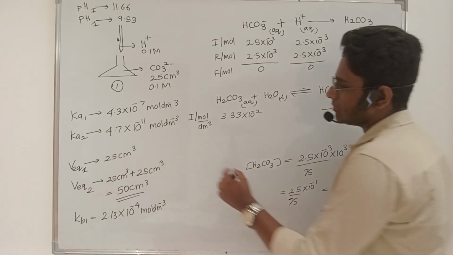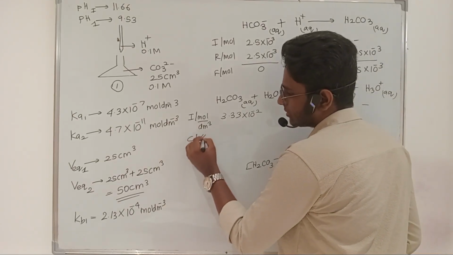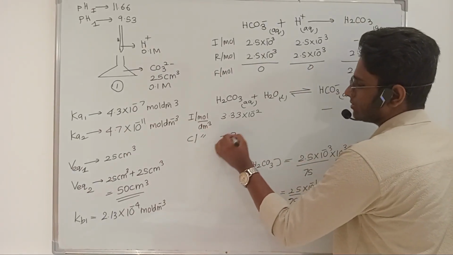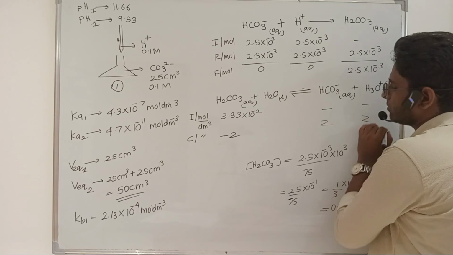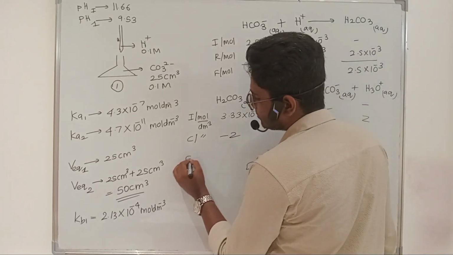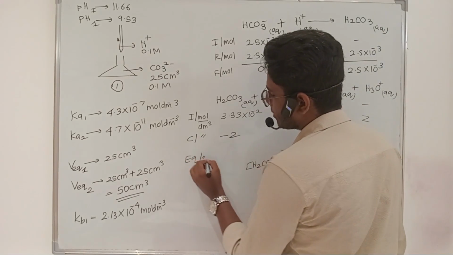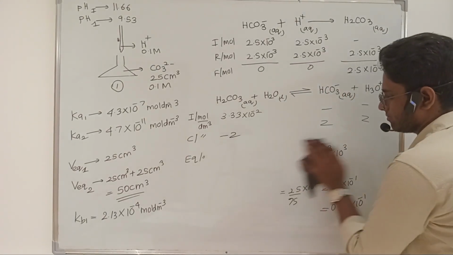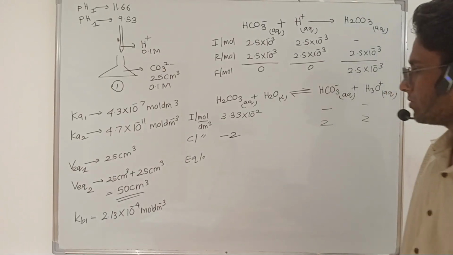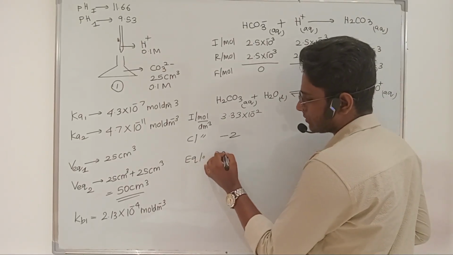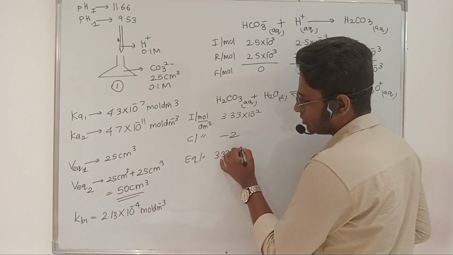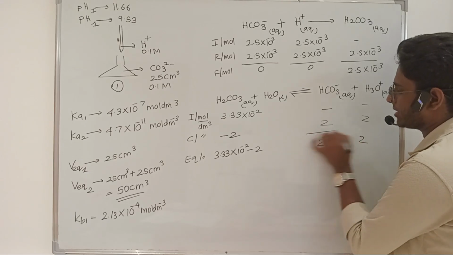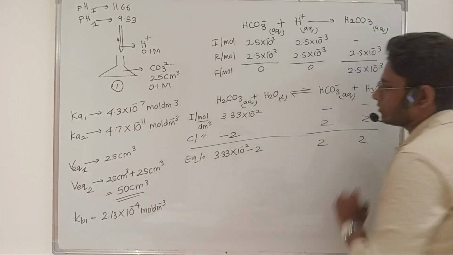Now what is the change in concentration? We gave X, we gave Y, now we will take this as Z. Z is going to form, Z is going to form. So at equilibrium we'll have 3.33 into 10 to the minus 2 minus Z for the carbonic acid, and here you will have Z, here you will have Z. This is the equilibrium situation.